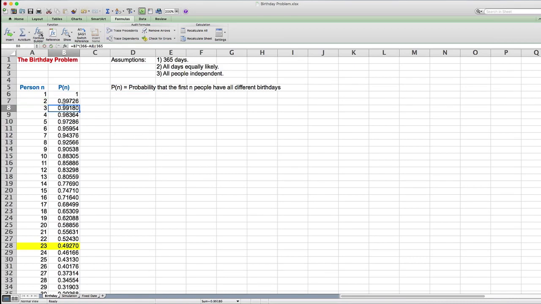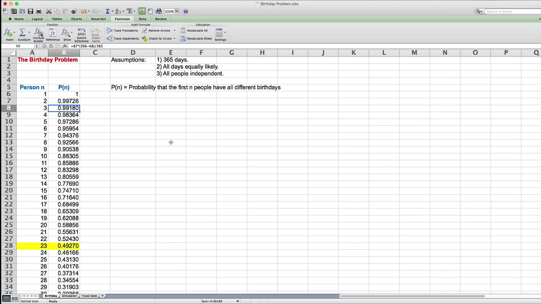So this number here, 0.99726, is the probability that a pair has birthdays on different days. Now the third person enters the party. What's the probability that her birthday is different from that of the first two people? 2 days are taken in the year. That means 363 days are left. So we multiply with 363 divided by 365 and get this probability, a little less than 99.2%.